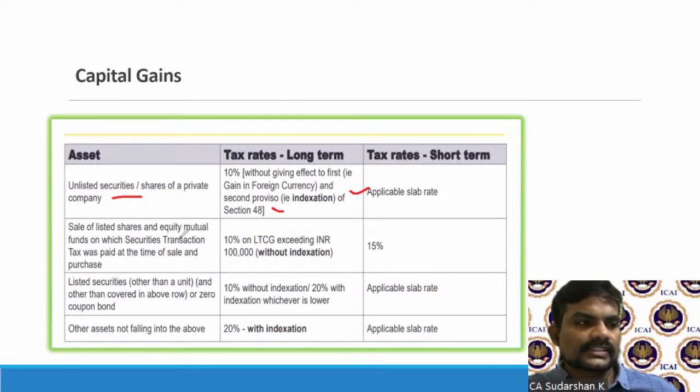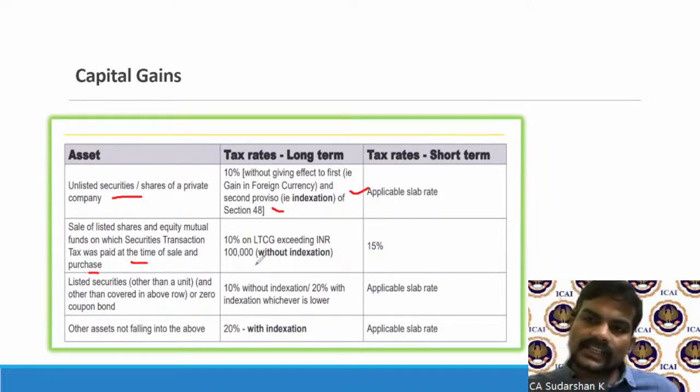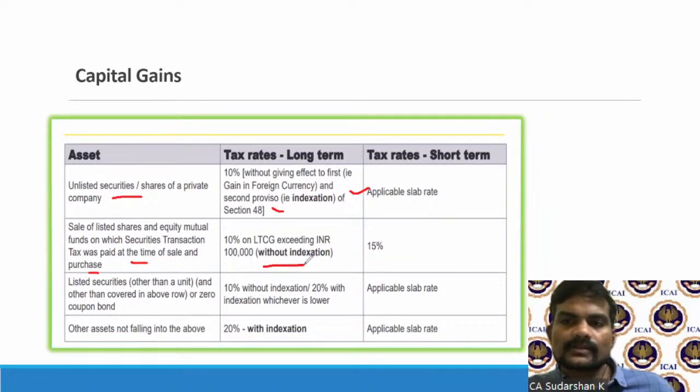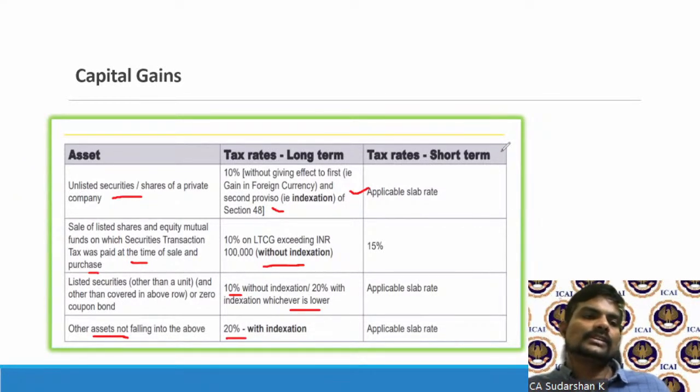Sale of listed shares and equity mutual funds on which STT is paid at the time of sale and purchase: in that case, under 112A, it is 10% on long-term capital gains without indexation. For listed securities or zero coupon bonds, that is other than 112A, it is 10% without indexation or 20% with indexation, whichever is lower. Section 112 specifies this. Other assets not falling into the above have 20% with indexation, and you have the equal short term.